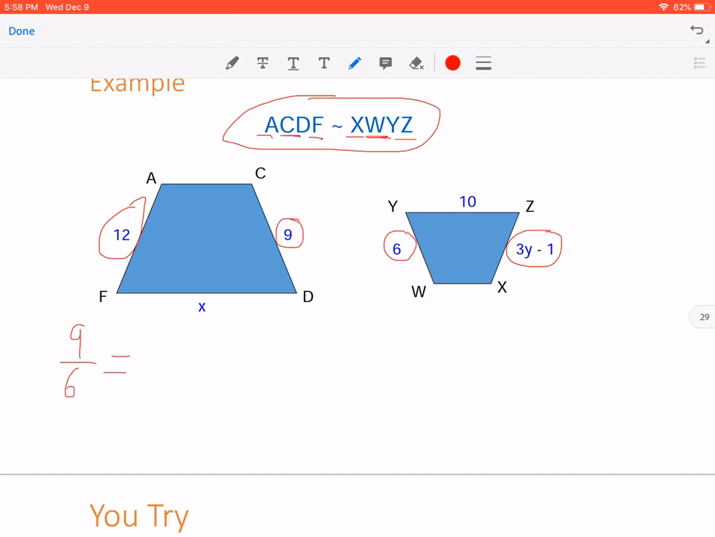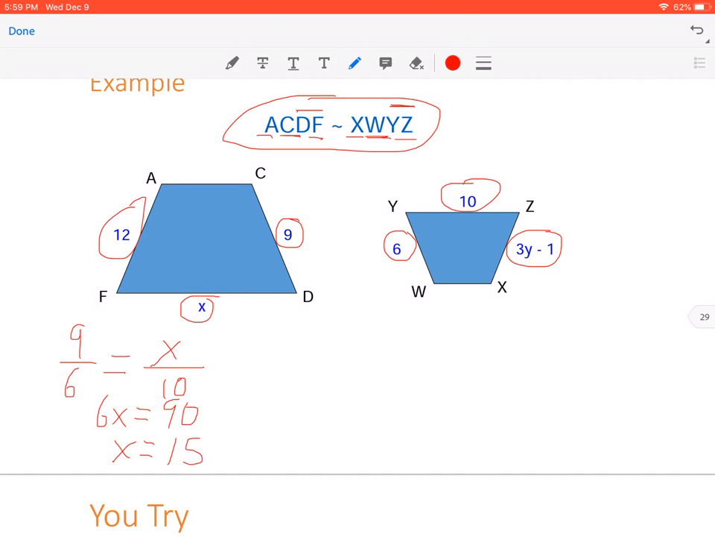equals, let's solve for X first. X is F to D. Who was F to D's match? That's the last two. It should be YZ. Who is YZ? 10. That's an easy proportion. What's 6 times X? 6X. 9 times 10 is 90. Do 90 divided by 6. X is equal to 15. That was an easy one.